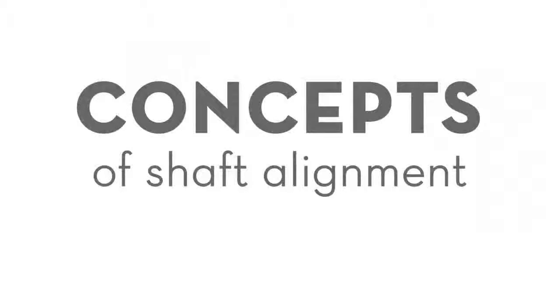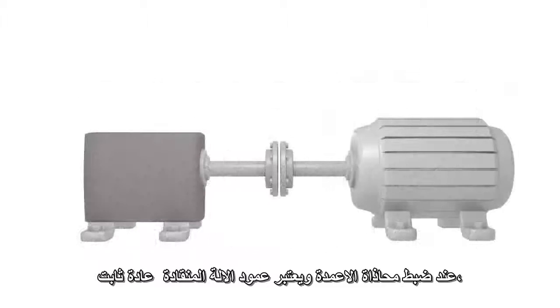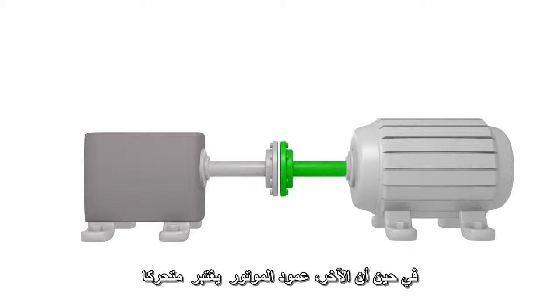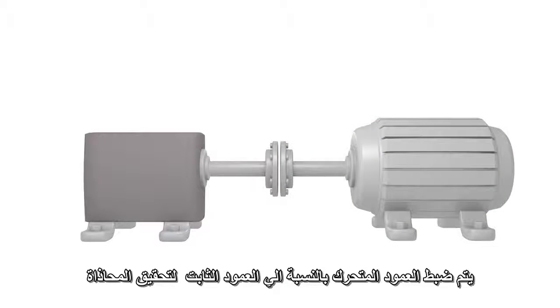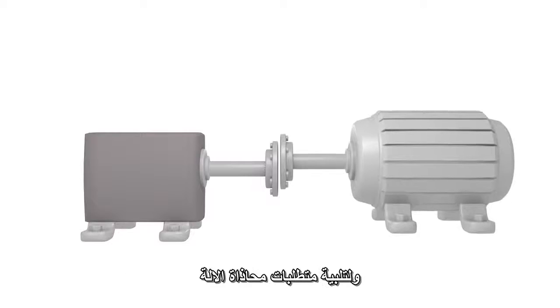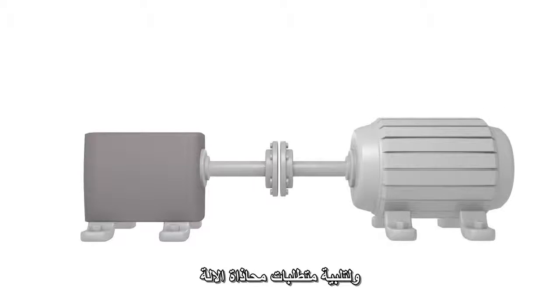Concepts of shaft alignment, offset and angularity. In shaft alignment, the shaft of the driven machine is typically considered stationary, while the other, the shaft of the driver, is movable. The movable shaft is adjusted in relation to the stationary shaft to bring both shafts into alignment and to satisfy machinery alignment tolerances.